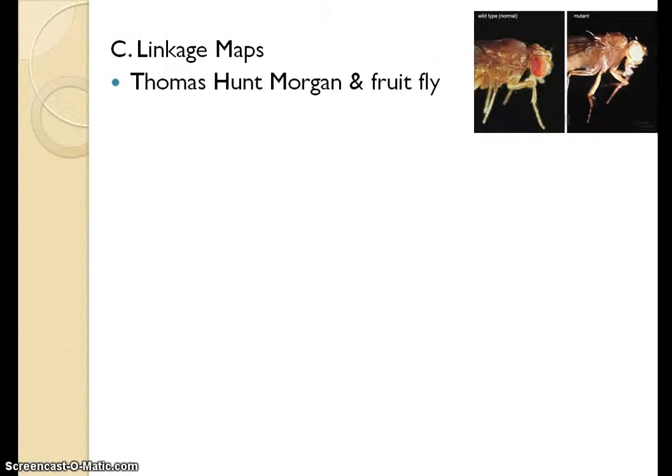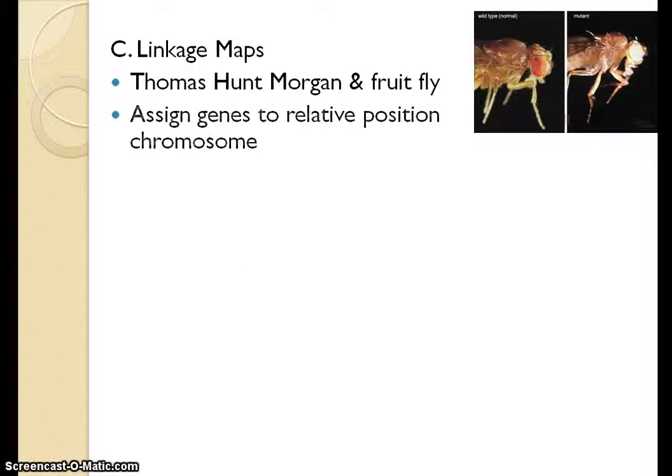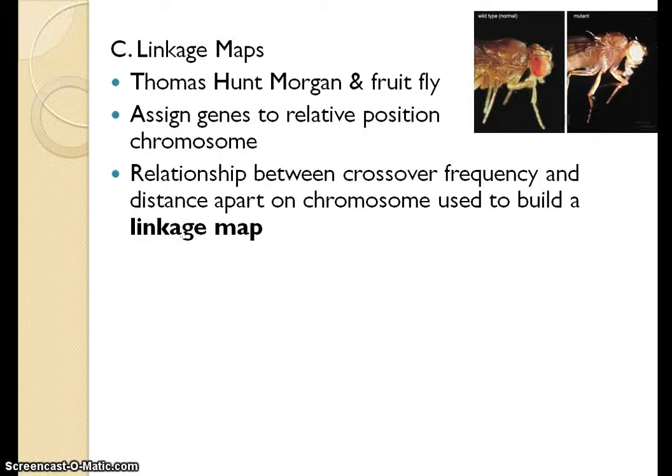Thomas Hunt Morgan is a scientist who's very famous for his work with linkage, and he worked with fruit flies, as seen in that picture there. What he did is he looked at the number of chromosomes in a fruit fly. It was a very small number, so it was pretty easy to do some experimentation here. And one thing that he wanted to do was figure out what genes were linked on the fruit fly chromosomes, and then to figure out where they were located on the chromosomes.